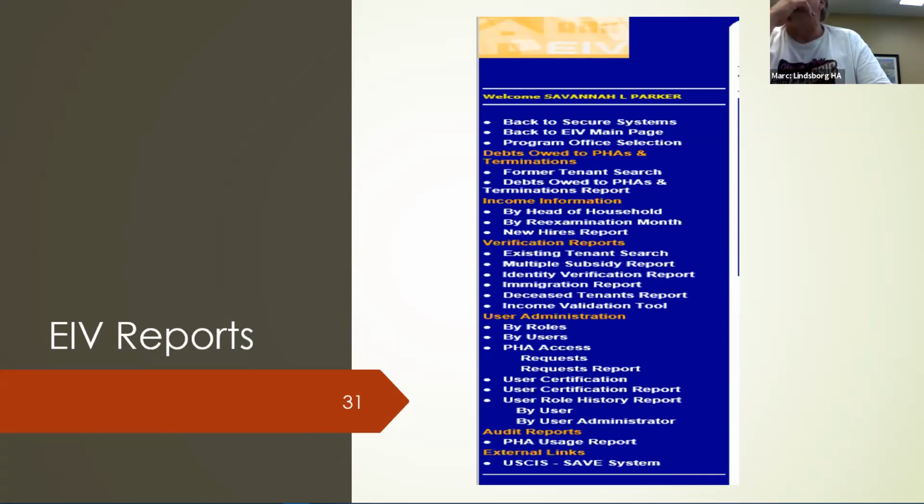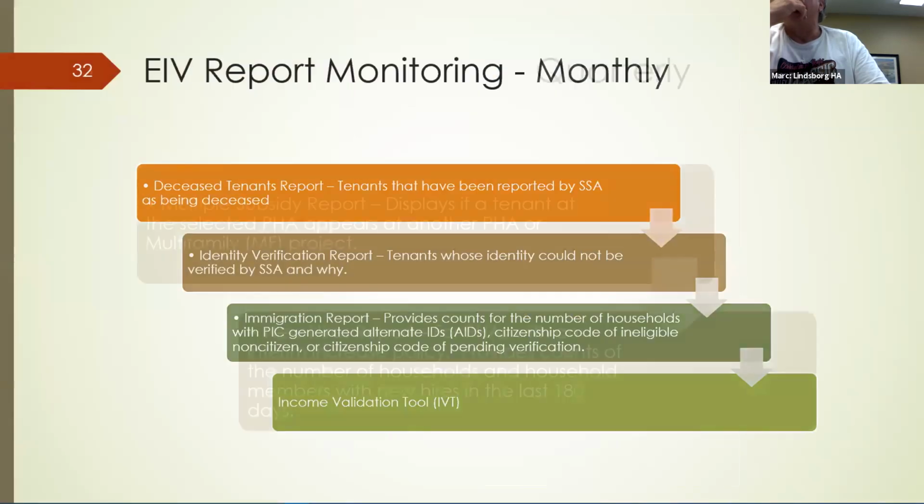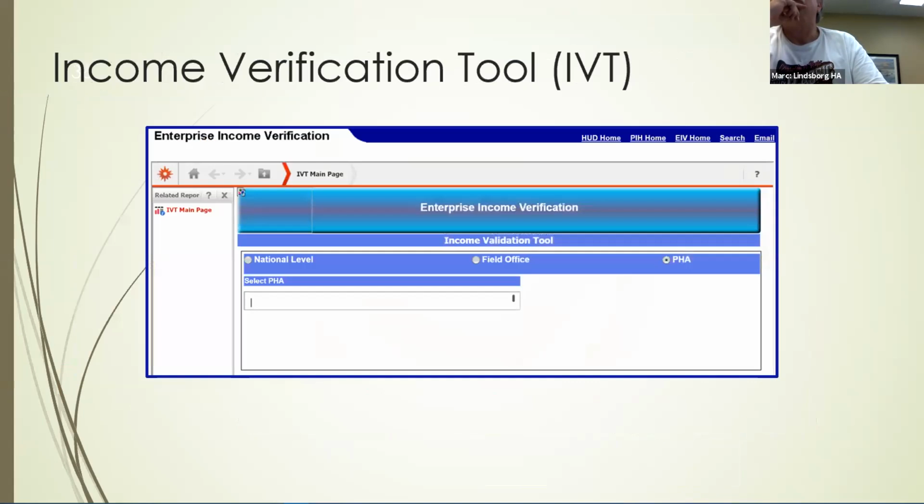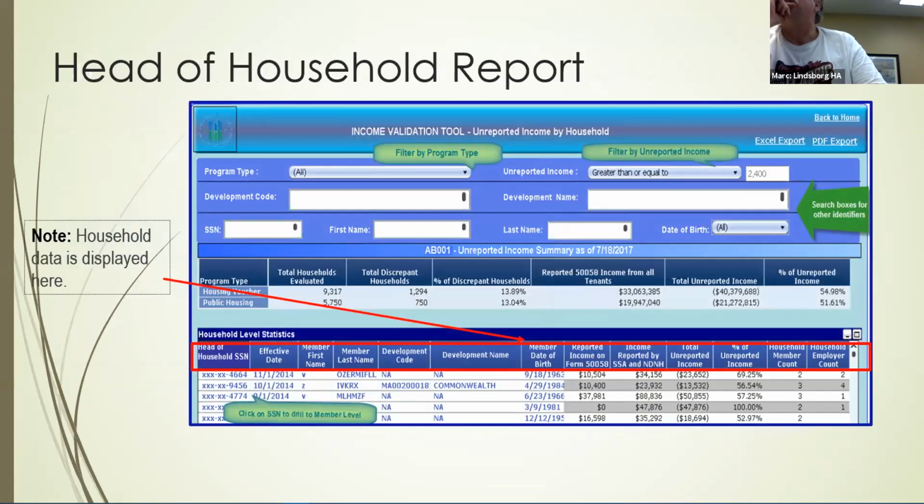If you could pull up one of those that was showing income for the 2 or 3 different tenants in that apartment. It was an EIV report. Let's see here. Was it under the income validation tool? Hold on. That one. Yes. I do not see that anywhere in mine. That's the income validation tool. Do you have a link for the income validation tool?